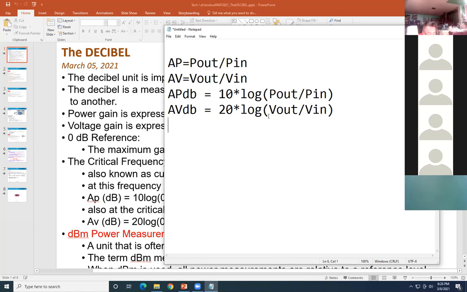Okay, now I give it to you. I given AP equal 0.707. Can you tell me AP in decibels equals? Use your calculator.